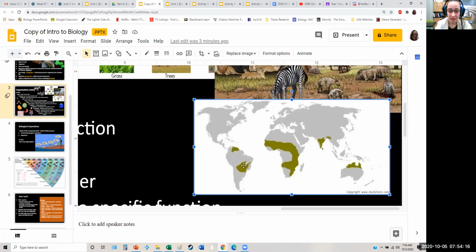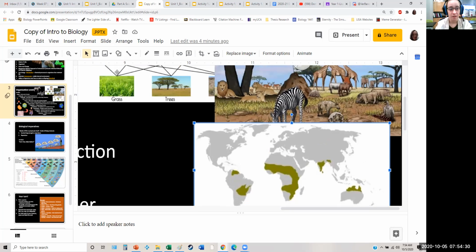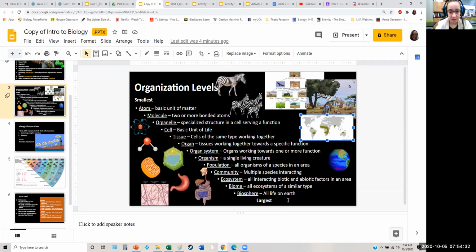But you can see that these highlighted portions of these areas of the world are considered so much alike that they are considered different biomes. All right, so the biosphere is the largest, so it's all the different biomes together which create all life on Earth. That is the largest portion. Okay, so basically a biosphere is, I mean, that's pretty easy to remember, right?